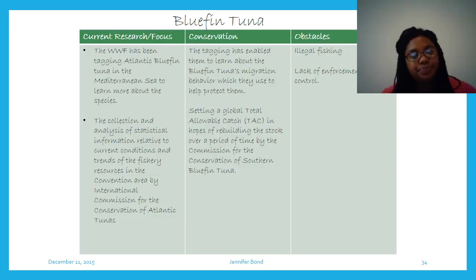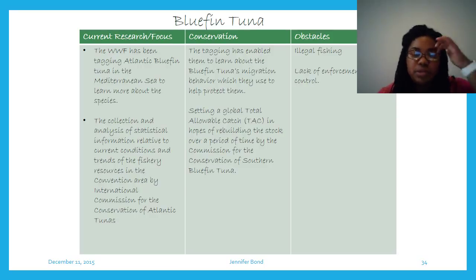Current research. For the bluefin tuna, the WWF has been tagging Atlantic bluefin tuna in the Mediterranean Sea to learn more about the species. There's also been the collection of analysis of statistical information relative to current conditions and trends of the fishery resources in the convention area by the International Commission for the Conservation of Atlantic Tunas. The tagging has enabled them to learn about the bluefin tuna's migration behavior, which they use to help protect them.